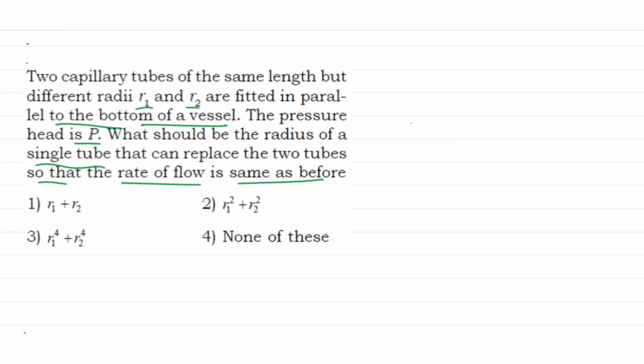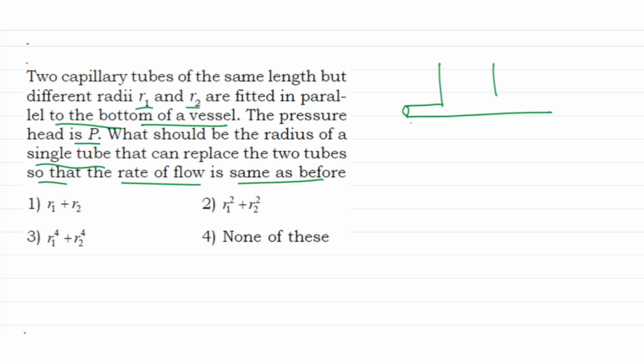Now here, this is the base of the tank you can take. Here you are connecting the two pipes. This is a tank you can take. Here one should have radius R1. This is one tube we can take. One more tube is given.